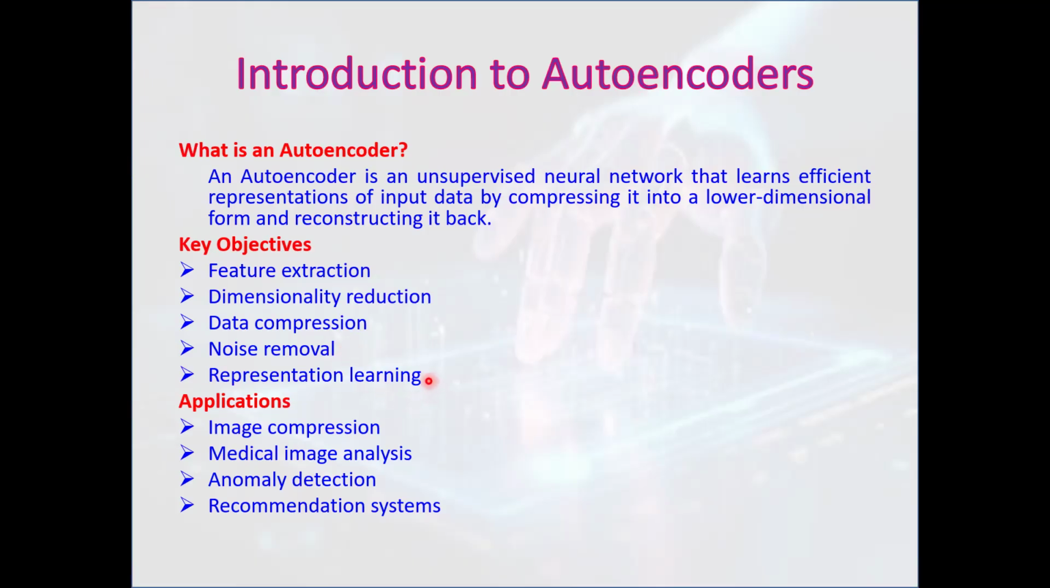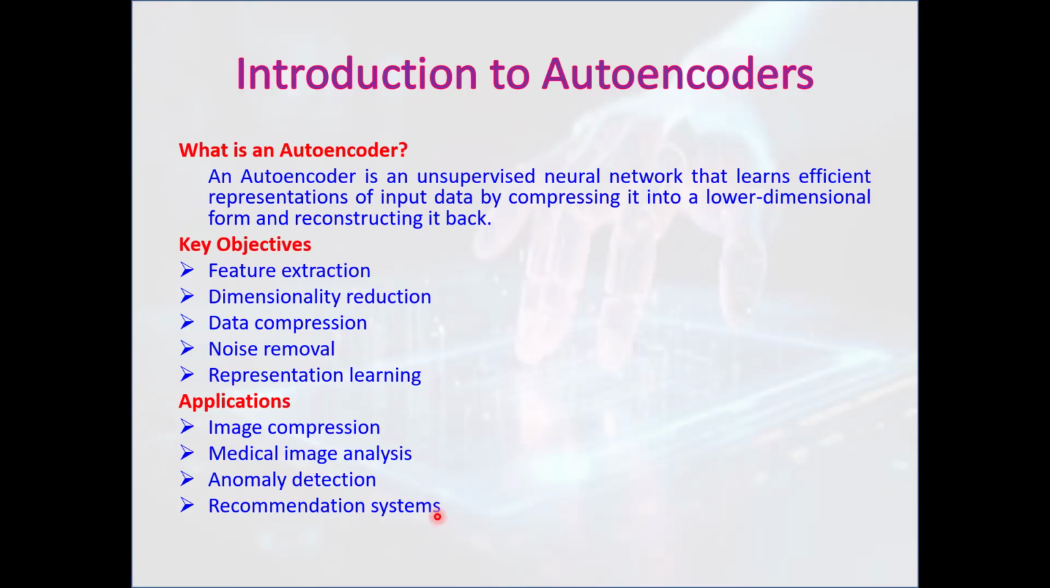Next, representation learning. Representation learning refers to automatically discovering useful features from data. Autoencoders learn hidden structures and relationships within datasets, enabling more effective machine learning and data analysis. The applications of autoencoders are image compression, medical image analysis, anomaly detection, and recommendation systems.